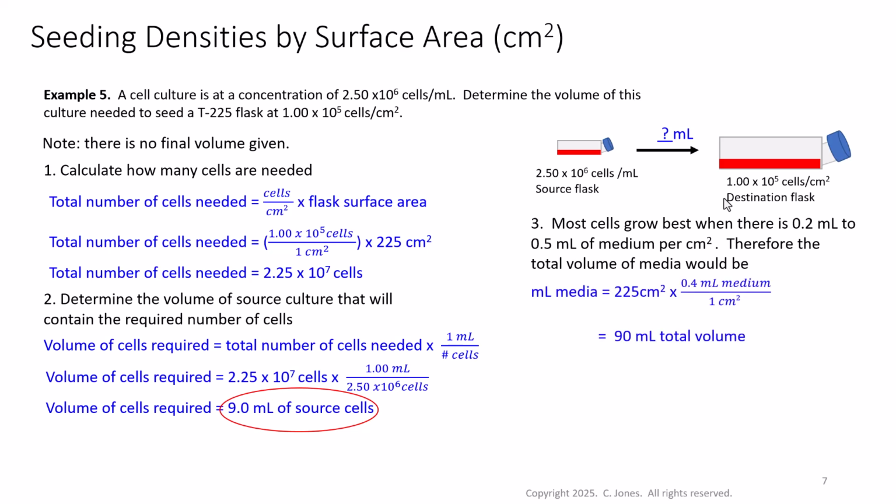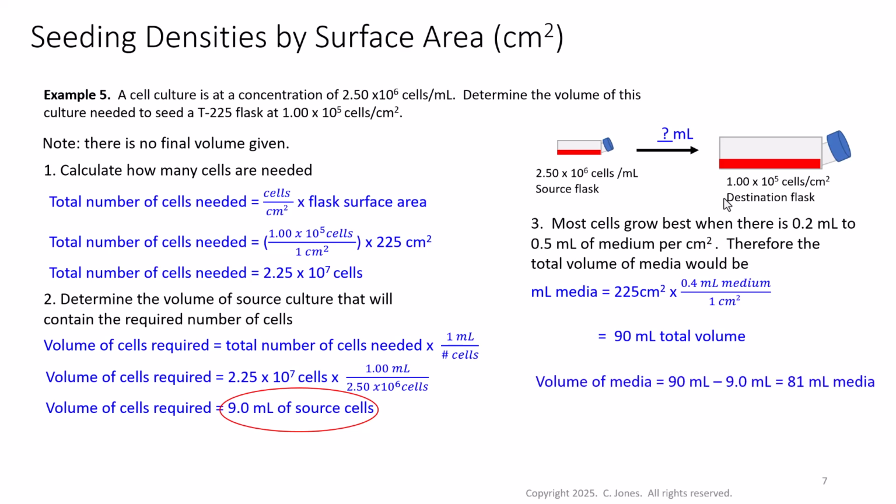So for us, I'm going to say that we have 225 centimeters squared. That's the size of our T225 flask. And I arbitrarily said, let's make it 0.4 mils of media per 1 centimeter squared. I could have just as easily said 0.2 or 0.3 or 0.5. So when we do the multiplication, we have 90 mil total volume in the flask.